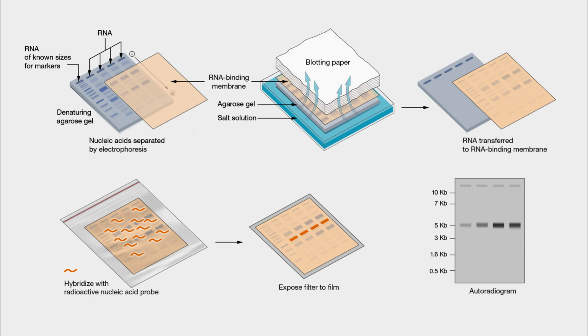Specifically, purified RNA fragments from a biological sample, such as blood or tissue, are separated by using an electric current to move them through a sieve-like gel or matrix, which allows smaller fragments to move faster than larger fragments.